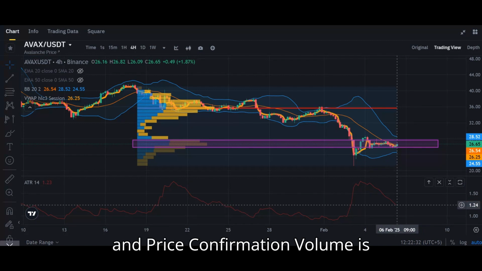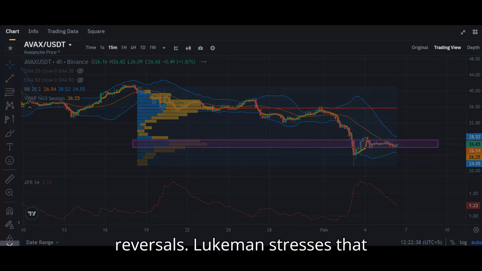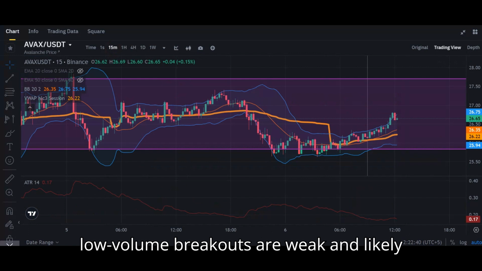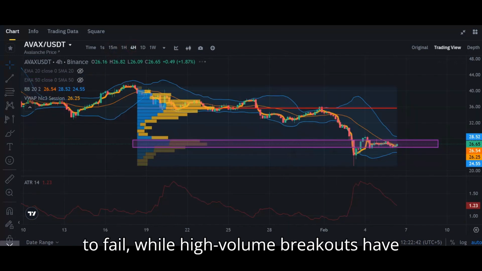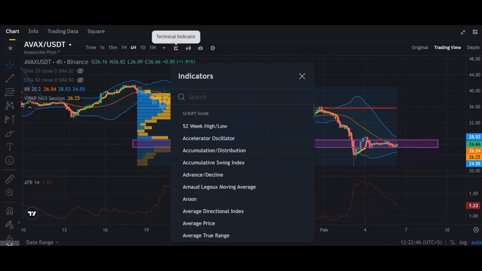3. Volume and price confirmation. Volume is crucial for confirming breakouts and reversals. Lukeman stresses that low-volume breakouts are weak and likely to fail, while high-volume breakouts have conviction. How to use this for profits?